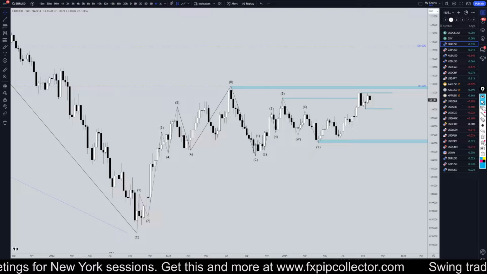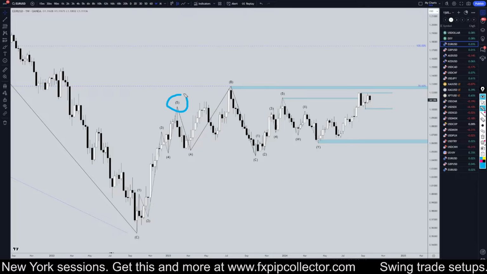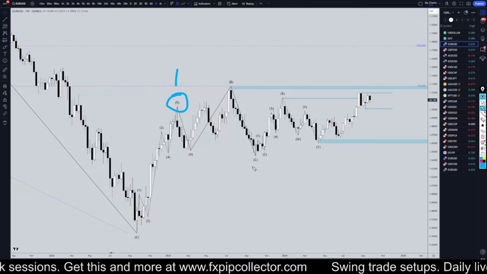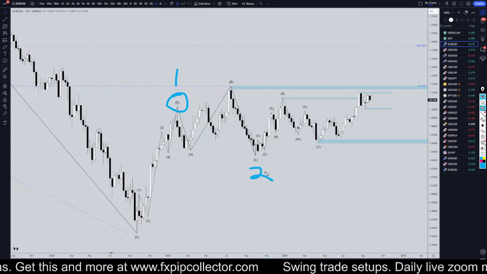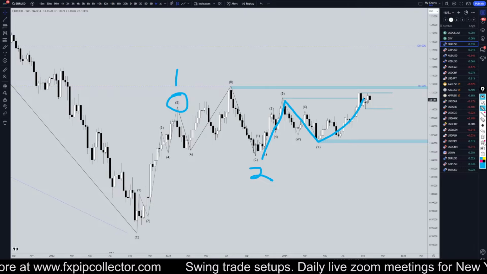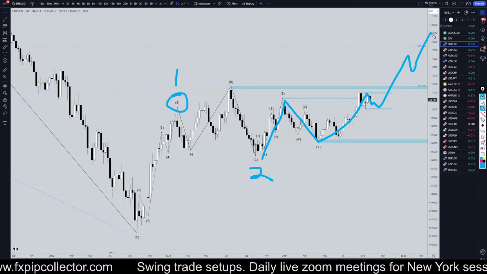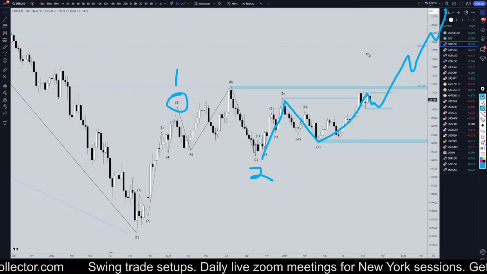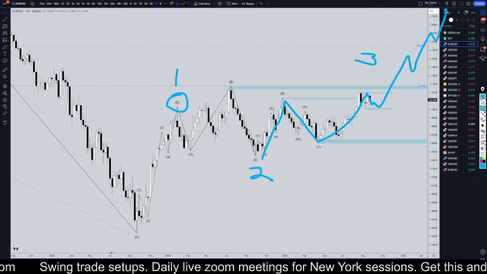So taking it down to the weekly time frame, I still think this wave 5 is the end of a 1. I think this ABC is an expanding flat wave 2. I think this is already a wave 3, so like a 1 of 3, 2 of 3, and I think we're in a wave 3 of 3, which I think at least on the weekly time frame should continue to make those higher highs, higher lows.